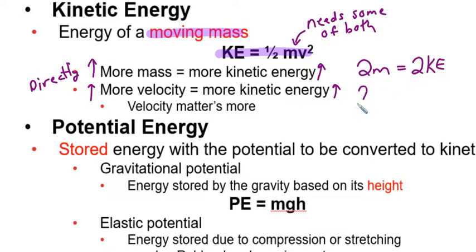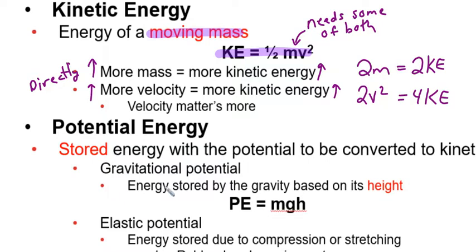But when it comes to velocity, because that velocity is squared, what's really happening is I'm going to double my velocity, and then I need to square it. So 2 squared, or 2 times 2, means that I'm going to have 4 times as much kinetic energy simply by getting twice as fast. So changing my velocity will always impact my kinetic energy more than changing my mass because of that square factor.